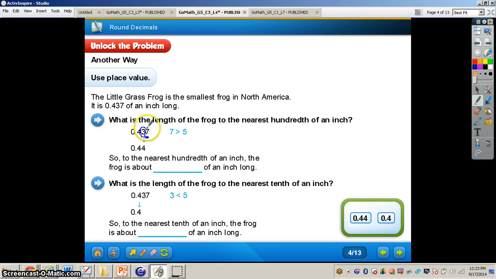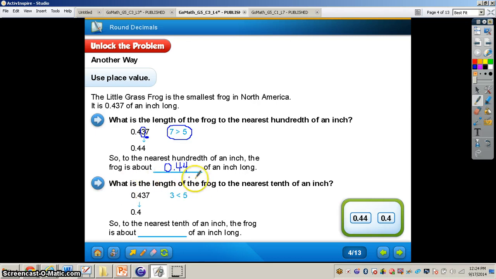So we see the digit to the right of that hundredths place is 7, which is obviously 5 or greater. So since the 7 is 5 or greater, we're going to increase that 3 by 1, making it a 4. All the digits to the left of that rounded place stay the same. So the 0, the decimal point, and the 4 to the left of that hundredths place stay the same. However, that 3 does turn into a 4. So we can see that to the nearest hundredth of an inch, the frog is about 44 hundredths of an inch long.